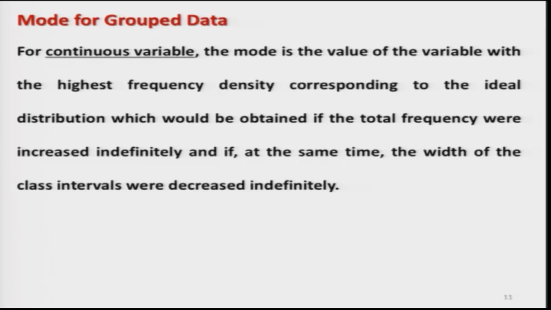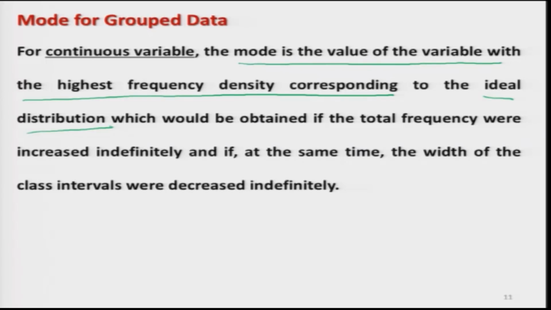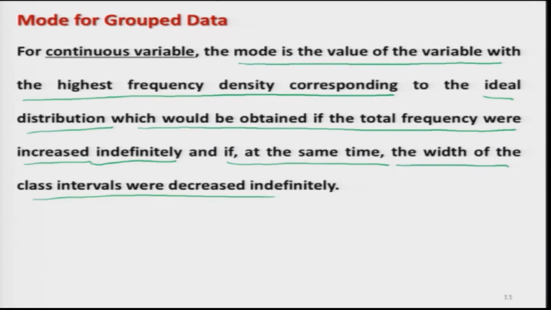And now we come to the aspect of how to compute the mode for grouped data, or data on a continuous variable. In the case of a continuous variable, the mode of the data is the value of the variable with the highest frequency density corresponding to the ideal distribution. What is an ideal distribution? It is the one which would be obtained if the total frequency were increased indefinitely, that means becoming very, very large, and if at the same time the width of the class intervals were decreased indefinitely.